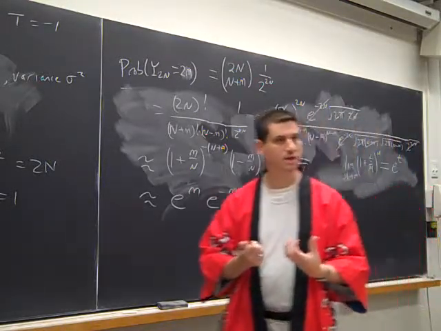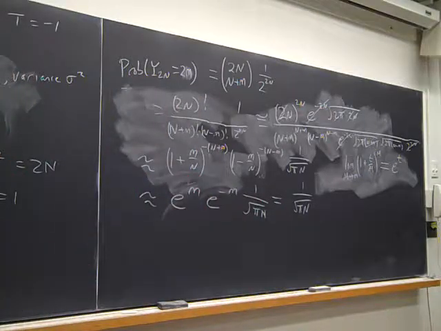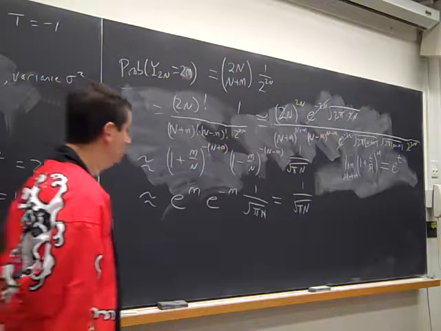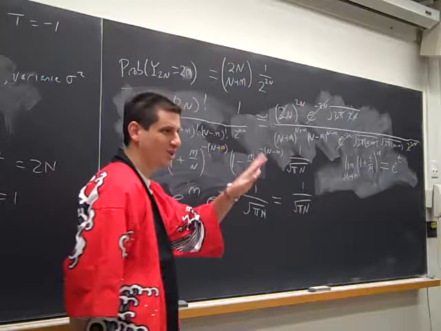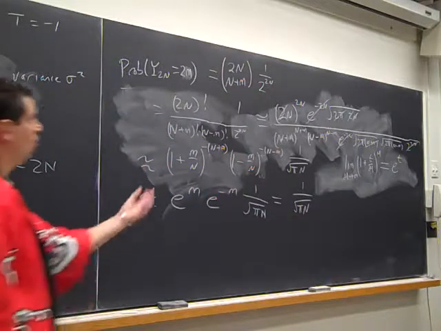How big do you expect m to be? We expect it to be 0, and what are the fluctuations in the size of m? Root 2n. Root 2n, or root n, just to be informal. That root 2 is not going to cause problems, don't worry. We expect m to be of size root n.